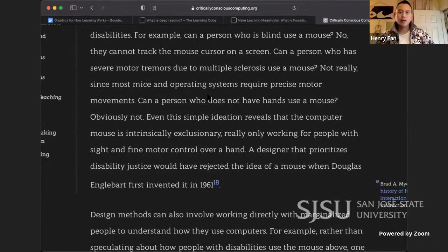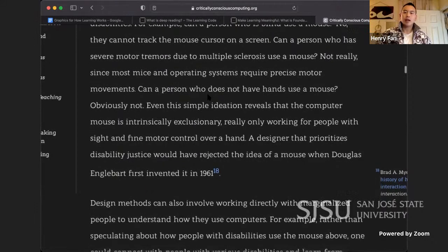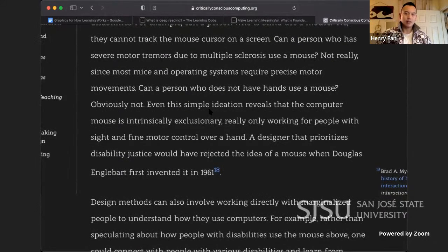Can a person who has severe motor tremors due to multiple sclerosis use a mouse? Not really, since most mice and operating systems require precise motor movements. Can a person who does not have hands use a mouse? Obviously not. Even this simple ideation reveals that a computer mouse is intrinsically exclusionary, really only working for people with sight and fine motor control over a hand. A designer that prioritizes disability justice would have rejected the idea of a mouse when Douglas Engelbart first invented it in 1961.